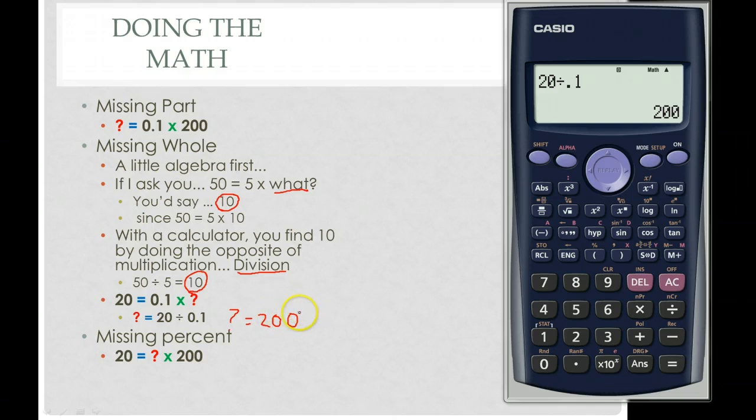Okay, and then what happens if we're missing a percent and we have 20 equals a question mark times 200? Now again, I want to know what the question mark is. So I divide by whatever is being multiplied with the question mark. Here I divided by 0.1 because that's what was being multiplied by the question mark. Here, since I'm multiplying 200 with the question mark, that's what I divide by.